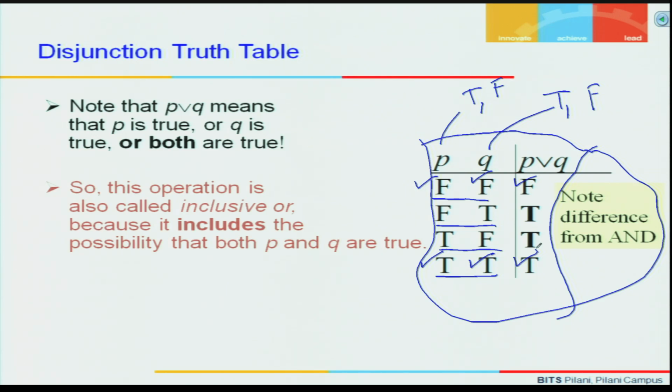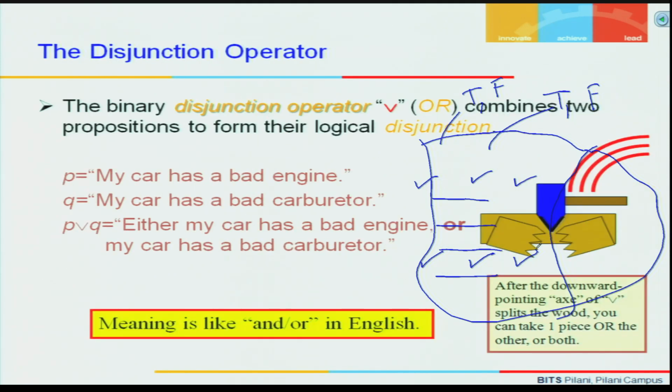So it is quite intuitive. In real life also we will do that. When I make a statement like "either my car has a bad engine or my car has a bad carburetor", for sure my car has a bad engine might have been true, otherwise my car has a bad carburetor has been true, otherwise both have been true. Only this is a situation where I can make this statement.